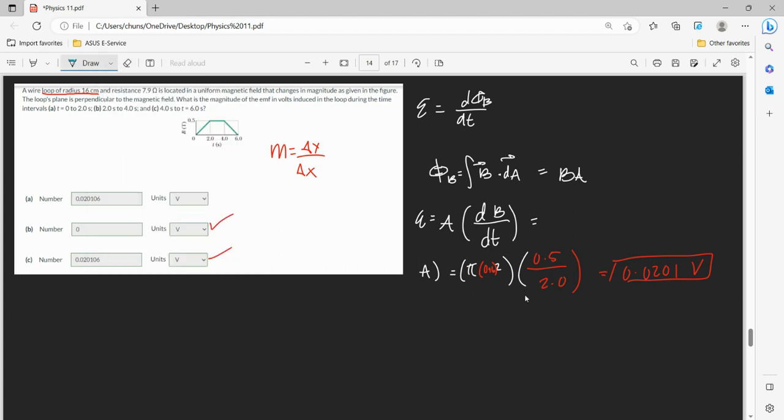interval 2 to 4. And this is because this section here has no slope, right? So that slope would be equal to 0, thus making the rest of this equation equal to 0. And if this weren't asking for the magnitude, this would be negative for C, but since it only wants a magnitude, that's why both A and C are the same. So try that out for yourself, see if you understand it, and see if you get the same answers.